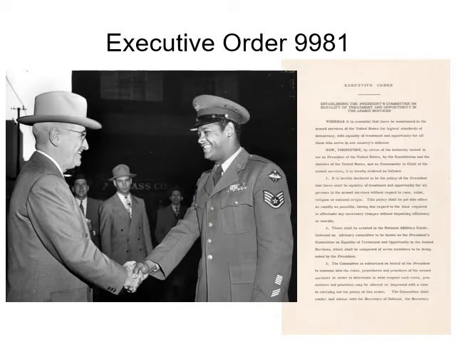Another executive order that Truman issued was upheld. I don't know if it was even challenged, but it was clearly an order he had the authority to give. Executive Order 9981 was issued in 1948, and it said, "It is hereby declared to be the policy of the President that there shall be equality of treatment and opportunity for all persons in the armed services without regard to race, color, religion, or national origin."